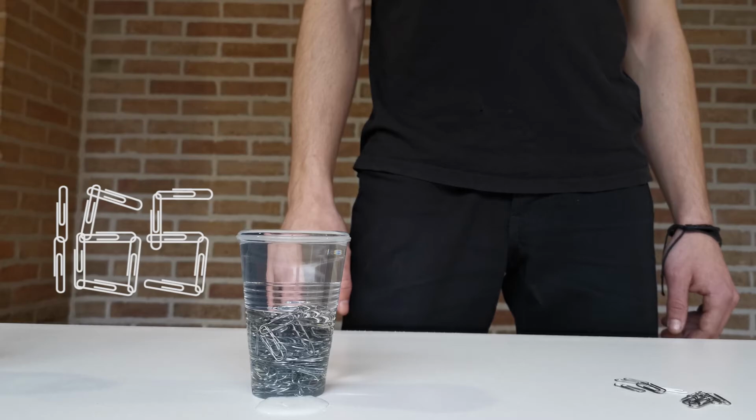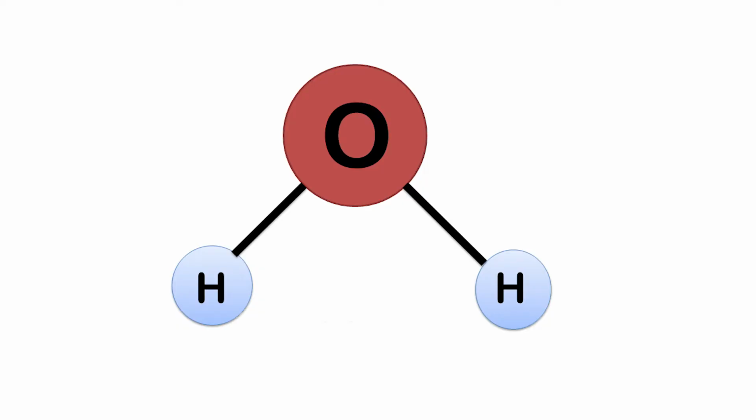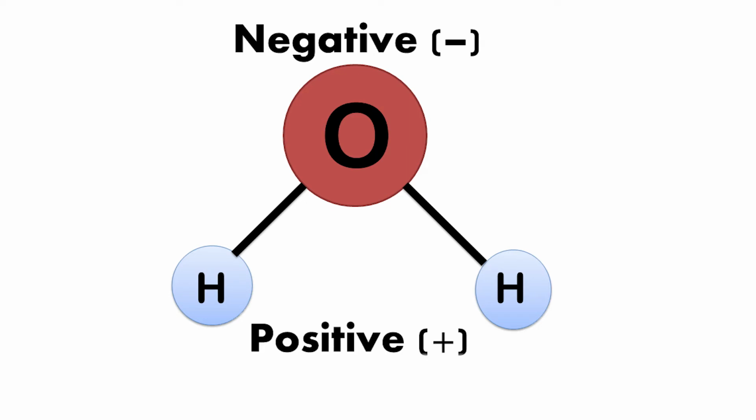Well, what happened here? One of water's important properties is that it is composed of polar molecules. But what is polarity? Imagine this to be a water molecule. The red circle represents an atom of oxygen. It binds to the two hydrogen atoms represented by the blue circles. Water is a polar molecule, which means that it has a negative side at the oxygen atom and a positive side at the hydrogen atoms.